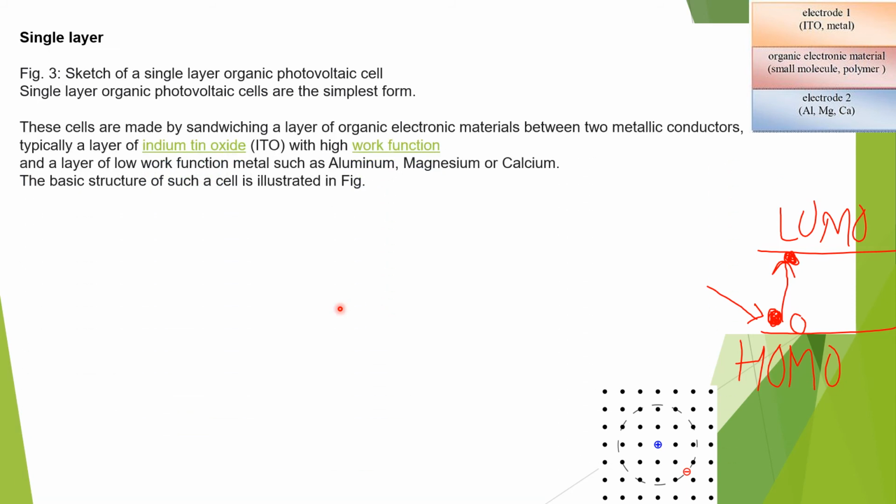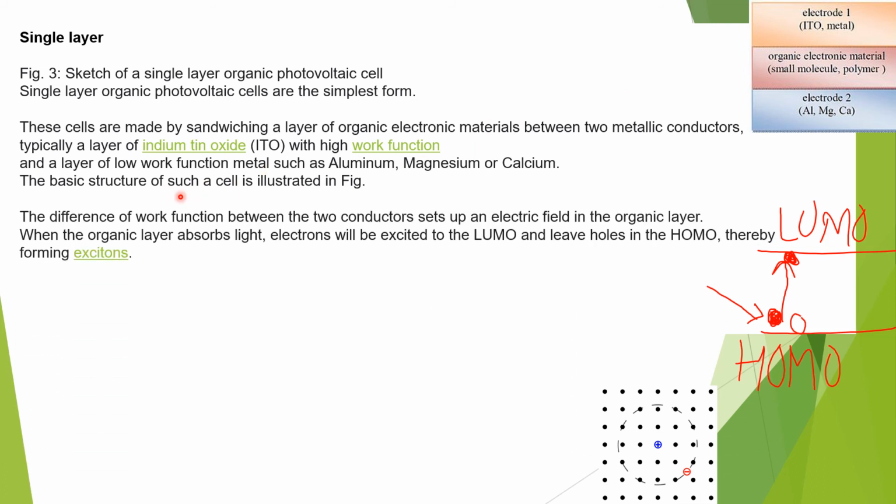These cells are made by sandwiching a layer of organic electronic material between two metallic conductors. Typically, a layer of indium tin oxide, that is ITO, which is electrode 1, and a layer of low work function metals such as aluminum, magnesium or caesium. The basic structure of such a cell is illustrated in the figure, as you can see. Now, the difference of work function between the two conductors, that is electrode 1 and electrode 2, sets up an electric field in the organic layer.